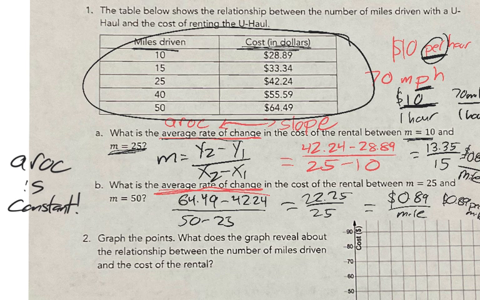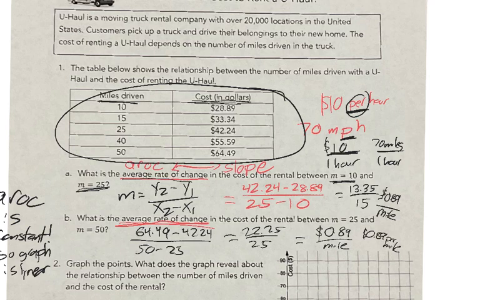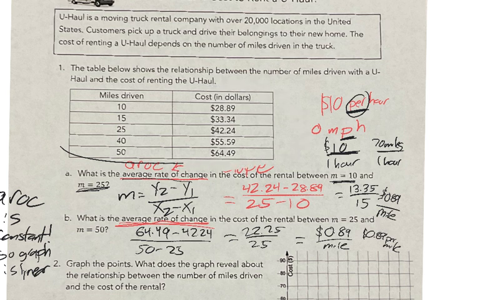AROC is constant, so the graph is linear. That's one way we can discover if something is linear or not. And those steps should have been mostly familiar to you, whether you tied it all together like that before or not, I don't know.